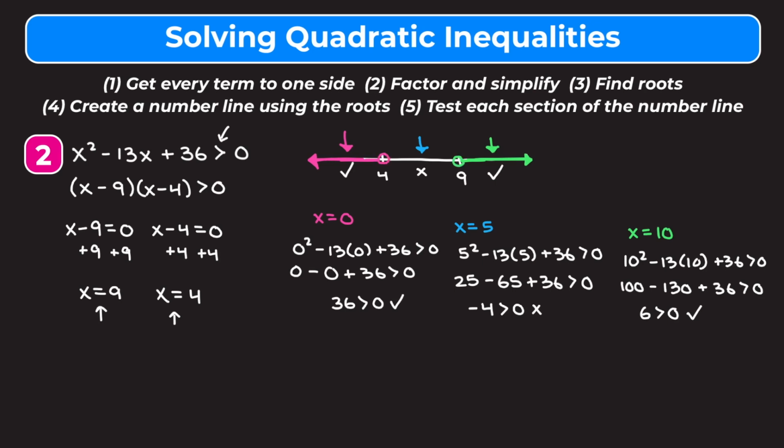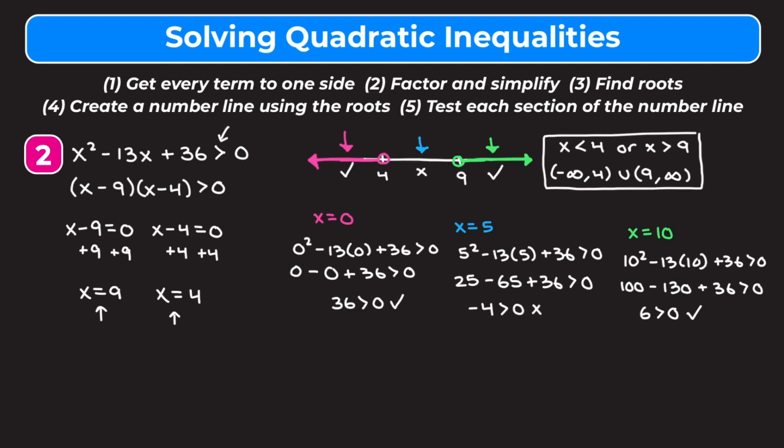So we get our solutions as x can be anything less than 4 but not including 4, or x can be anything greater than 9. And if we want to write this in interval notation, we can say x can go from negative infinity up to 4 but not including 4. And then we're going to put this U for union, so it can also be anything from 9 but not including 9 up to positive infinity. So this is how we can write our solution in these two ways. Let's go through some more examples.